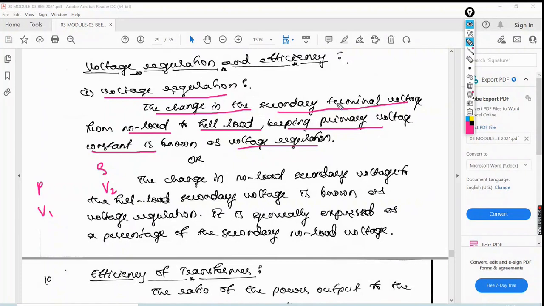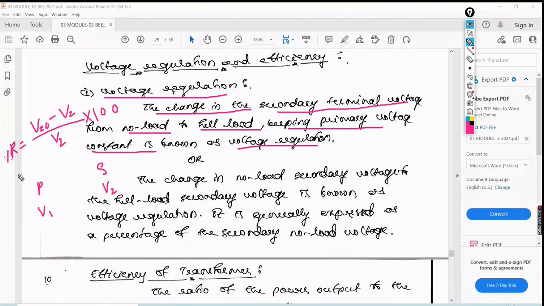Okay, what is the secondary voltage here? V2. That is V2 naught minus V2, where V2 naught is no load and V2 is on load, divided by whatever the change is. Then we have to express that as a percentage in terms of the full load secondary voltage only. But you have to keep the primary voltage constant. It should not be changed. That itself is called regulation. If you multiply this by 100, you get it in terms of percentage.